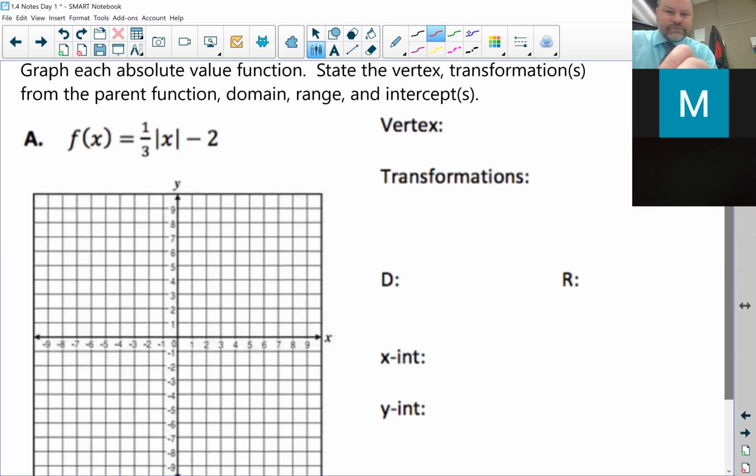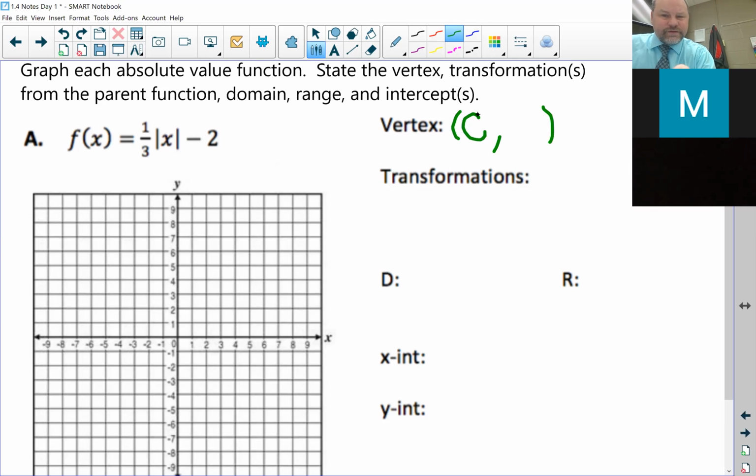Next example. Vertex. What am I adding inside the absolute value? Ooh, okay, never mind. What am I adding inside the absolute value? Nothing. Outside of the absolute value, I'm subtracting 2.